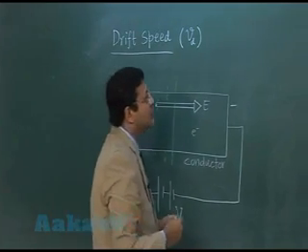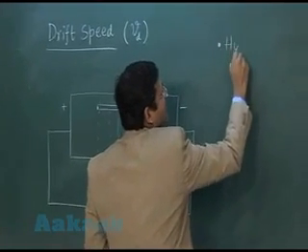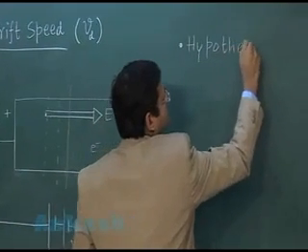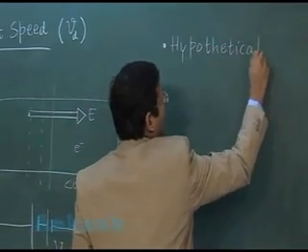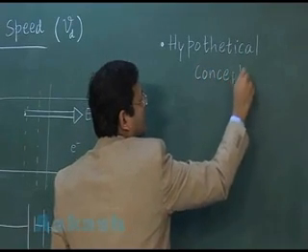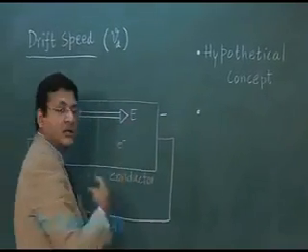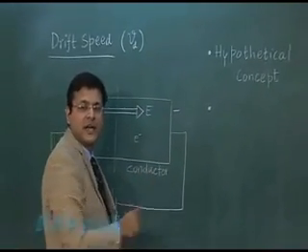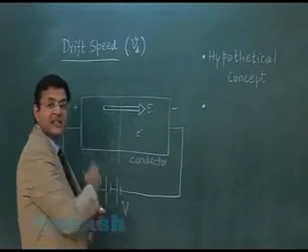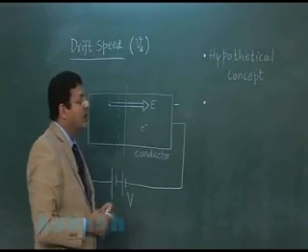Try to remember certain points here. It's a hypothetical concept. The actual speed of electrons is very high, but the speed with which this mean line is shifting is very small, and that we are calling drift speed.